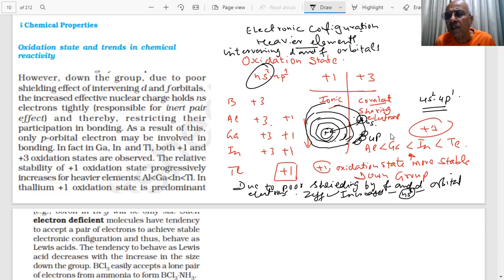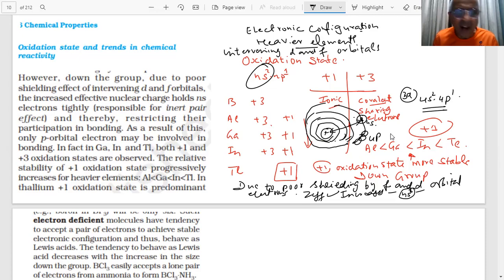D and F. Poor shielding by the D. There is a 3D. This is a poor shielding by these 3D. So effective nuclear charge will increase, student. Then it will pull these 4s more strongly toward itself.